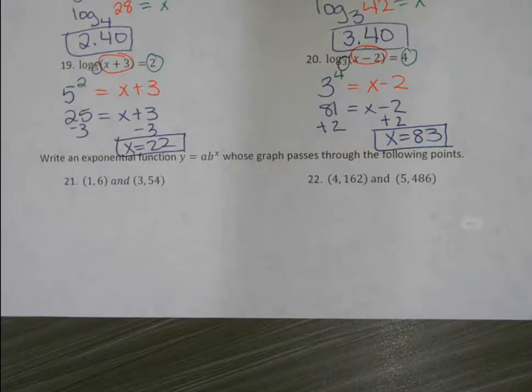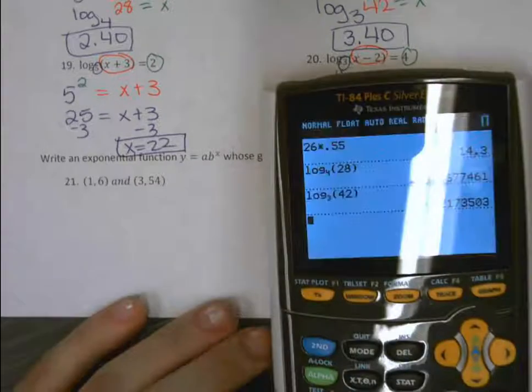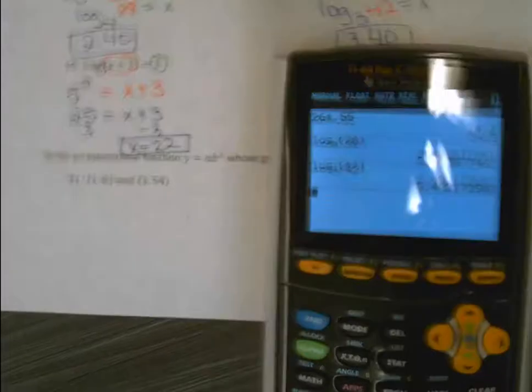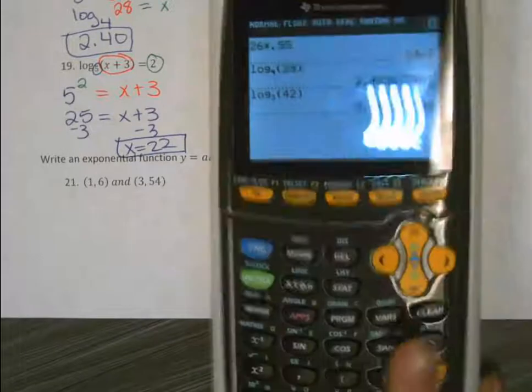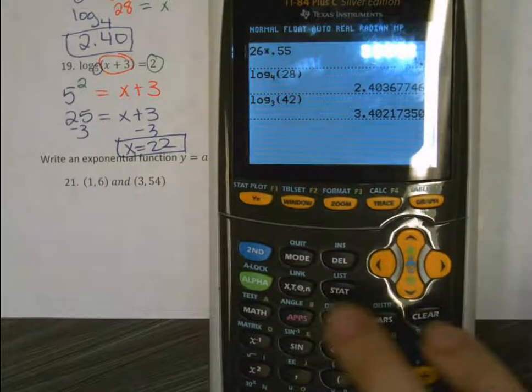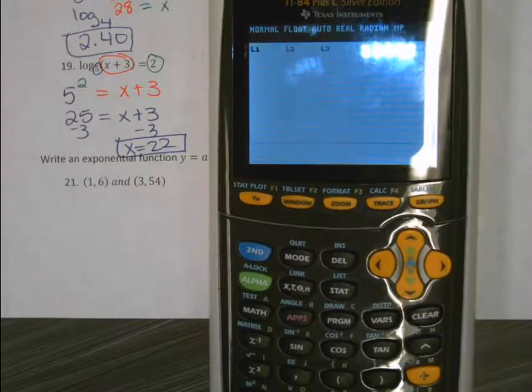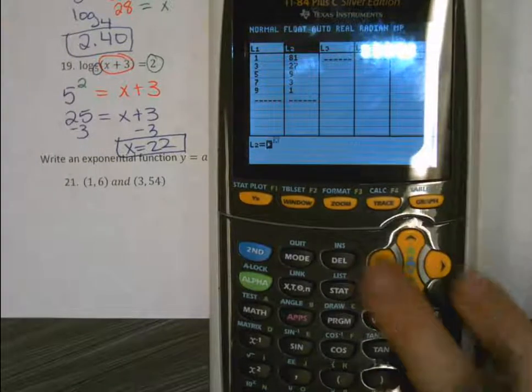Okay. What do I want to do for 21 and 22? It tells me I'm writing an exponential function. Okay, so I go to stat, edit, and then I want to clear out my list so they're blank.